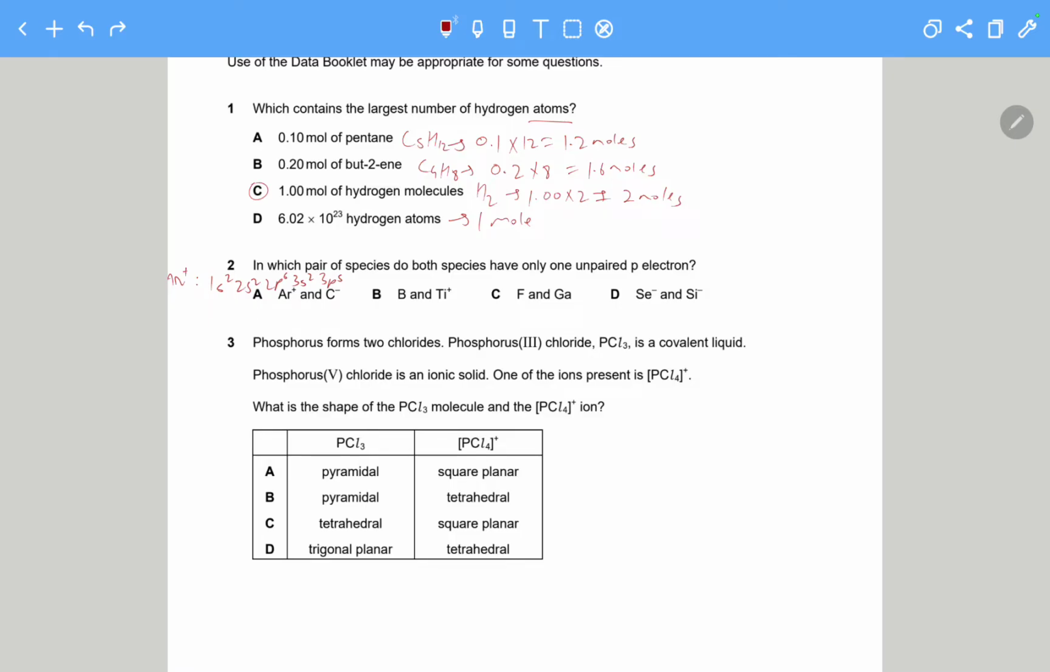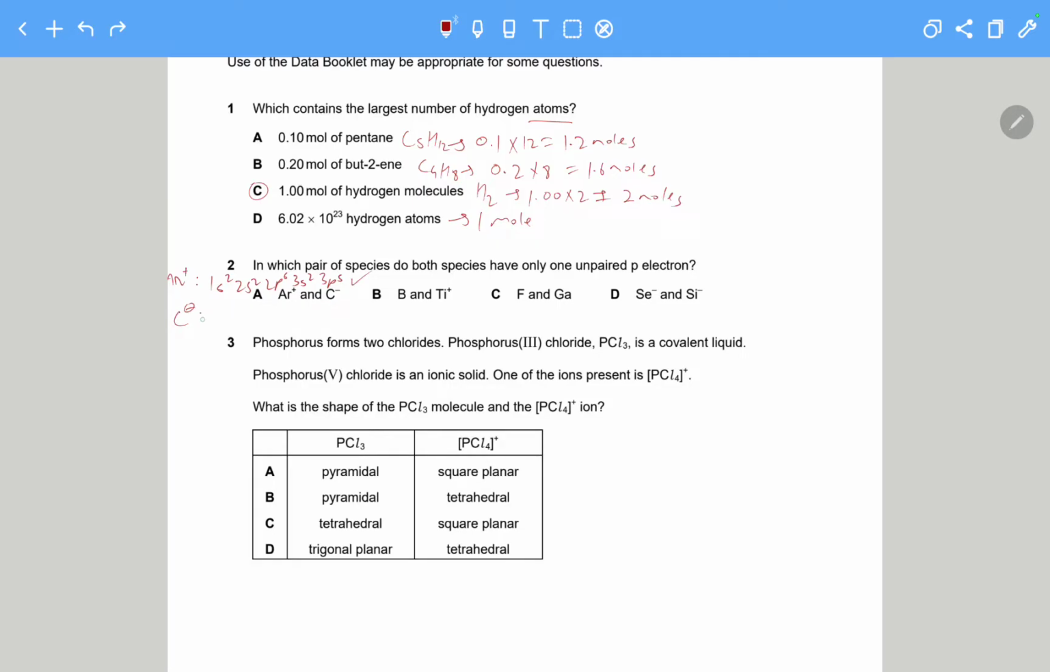3p subshell, but Ar plus means one electron has been removed, so 3p5, which means there are 5 electrons in the p subshell, because there can be 6 in total. One of them is unpaired, so yes, this has an unpaired electron. What about the other one?